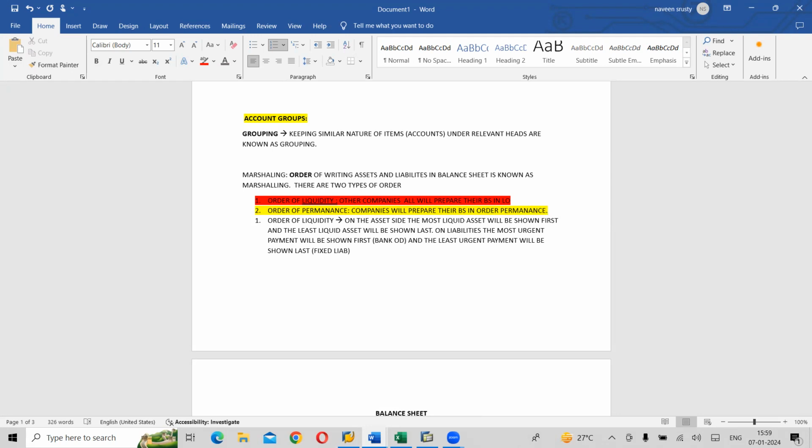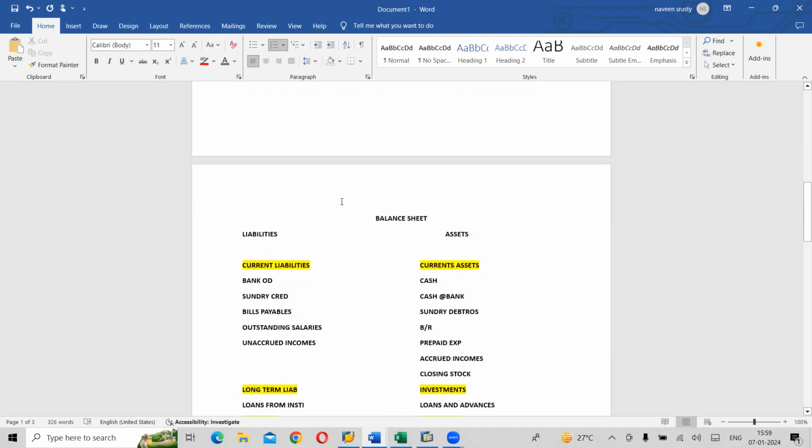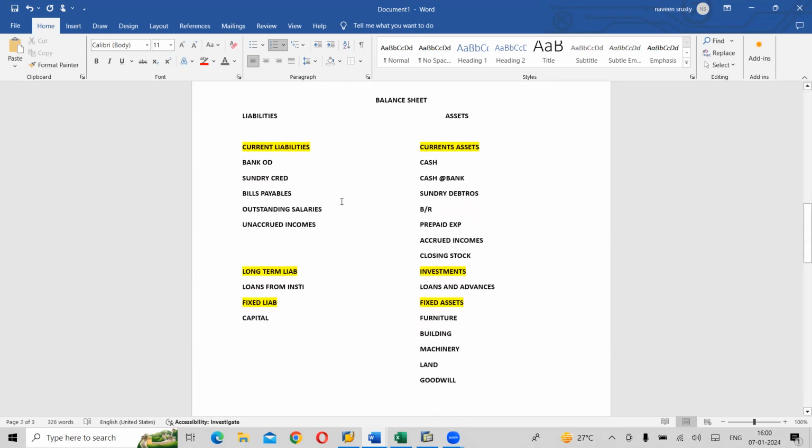Apart from companies, individuals, partnerships, even banks will have a schedule, but at the time of submission of their final reports, they won't submit their balance sheet with the schedules. They will submit normally in order of liquidity only. Now understood. So what kind of balance sheet is this? Is this a company balance sheet or a non-company balance sheet? Non-company, as I said.